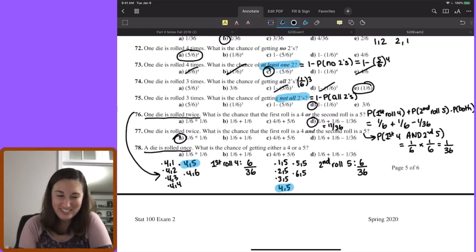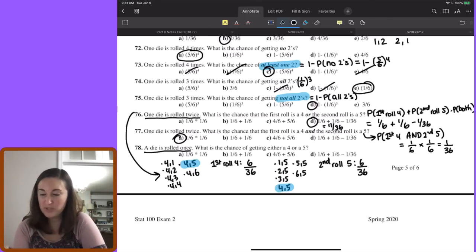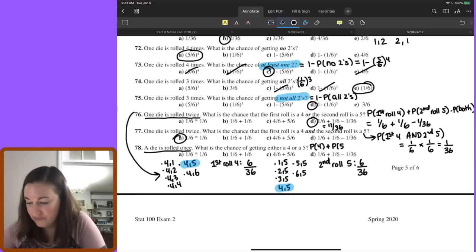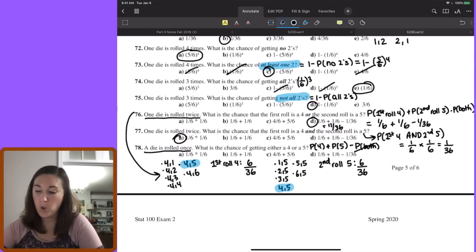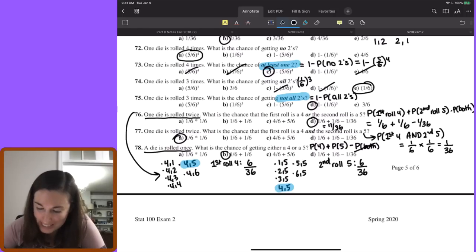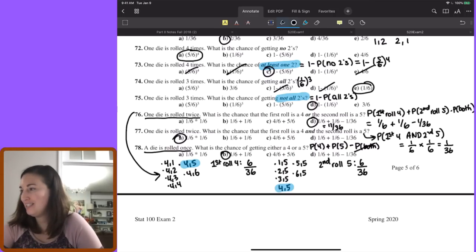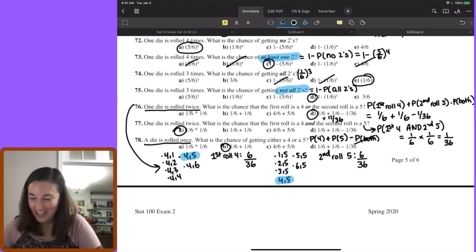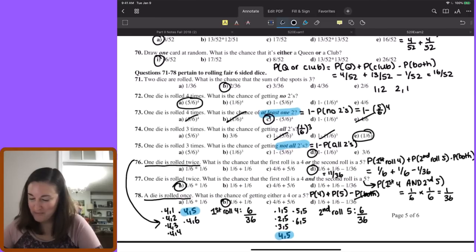Okay, and then the last question, question 78, a die is rolled once. What's the chance of getting a 4 or a 5? Here, if we're rolling once, we can't get both. So this should just be the probability of getting a 4 plus the probability of getting a 5. We could say minus the probability of both, but that ends up being 0 for just one roll. So this is just 1/6 plus 1/6. And I think I answered all of them.